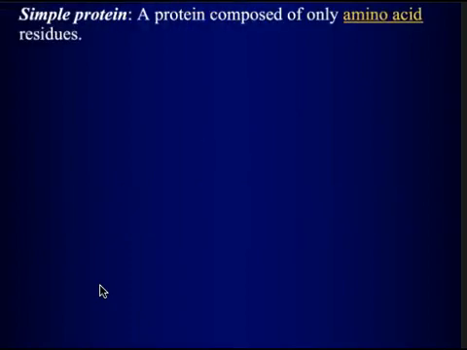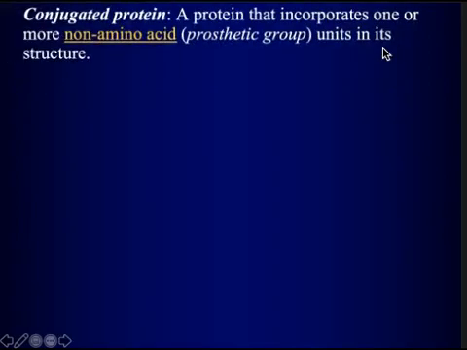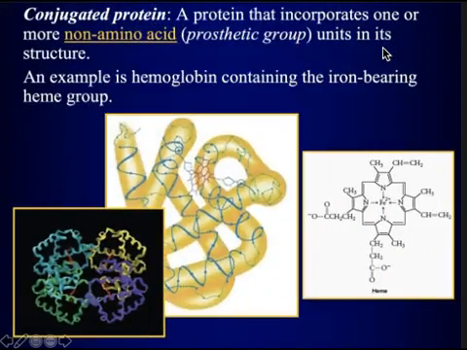So simple proteins just are composed of amino acid residues. An example is ribonuclease, which contains 124 amino acid residues. So we can have any one of our structures in our simple proteins. What makes them simple is that they're only amino acids. How that compares is something like a conjugated protein, that has what we're going to call a prosthetic group, or something added onto it that's not part of an amino acid.